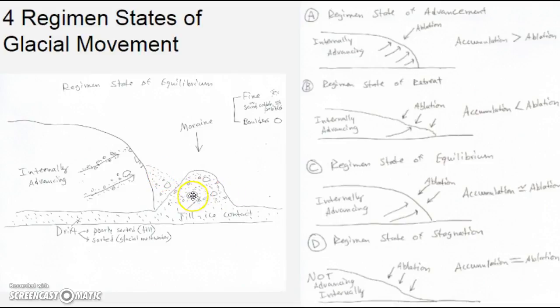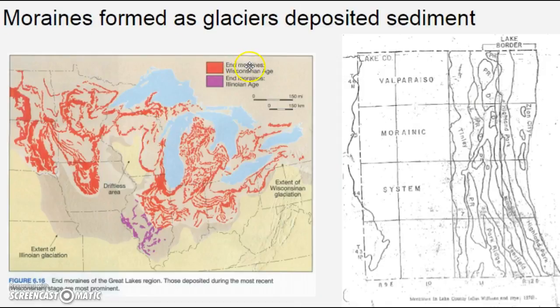And the moraine is going to be, let's just say, silt, clay, rocks, cobble, boulders, all kinds of different sediment sizes. So our land itself was formed literally under our feet by this regimen state of equilibrium during the Great Ice Age, when this internal advancement was just cranking out and churning out sediment and leaving it in these mounds. So here we can look at what's called an end moraine in the Wisconsin age and the end moraine in the Illinois stage.